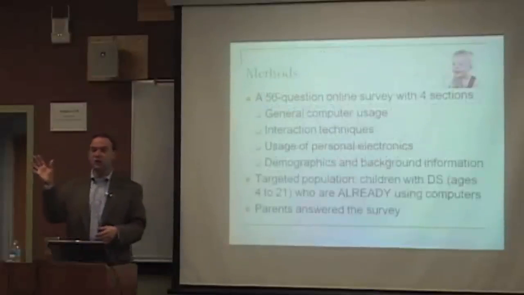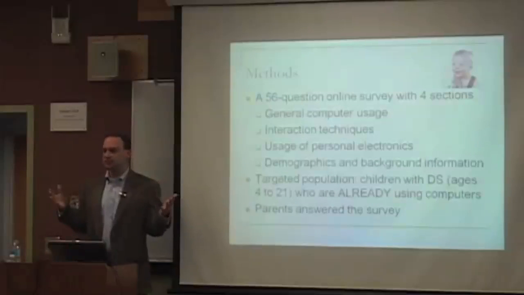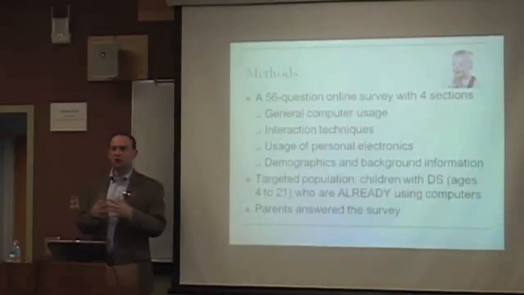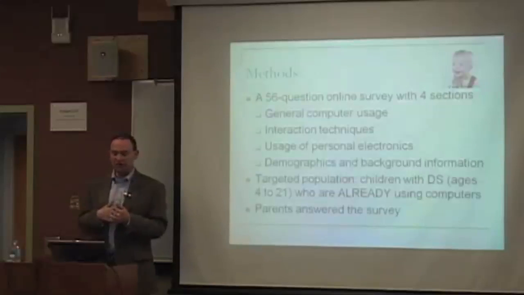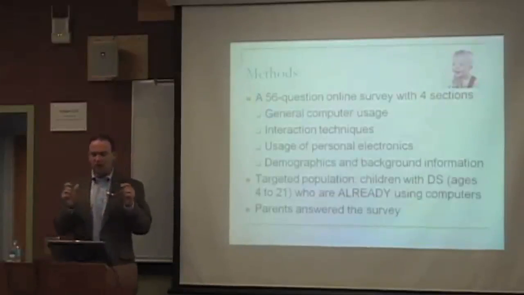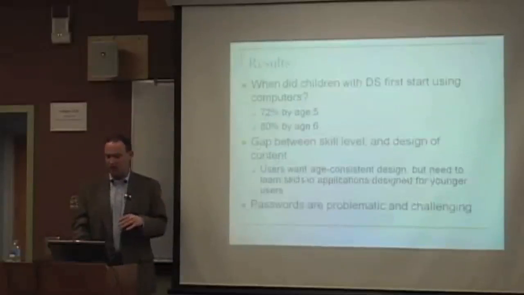It was a 56-question online survey. We partnered with a number of parent groups in doing all of these studies, like the National Down Syndrome Congress, as well as local groups in Maryland, DC, and Virginia. Our goal was to understand young children and young adults, but not adults.